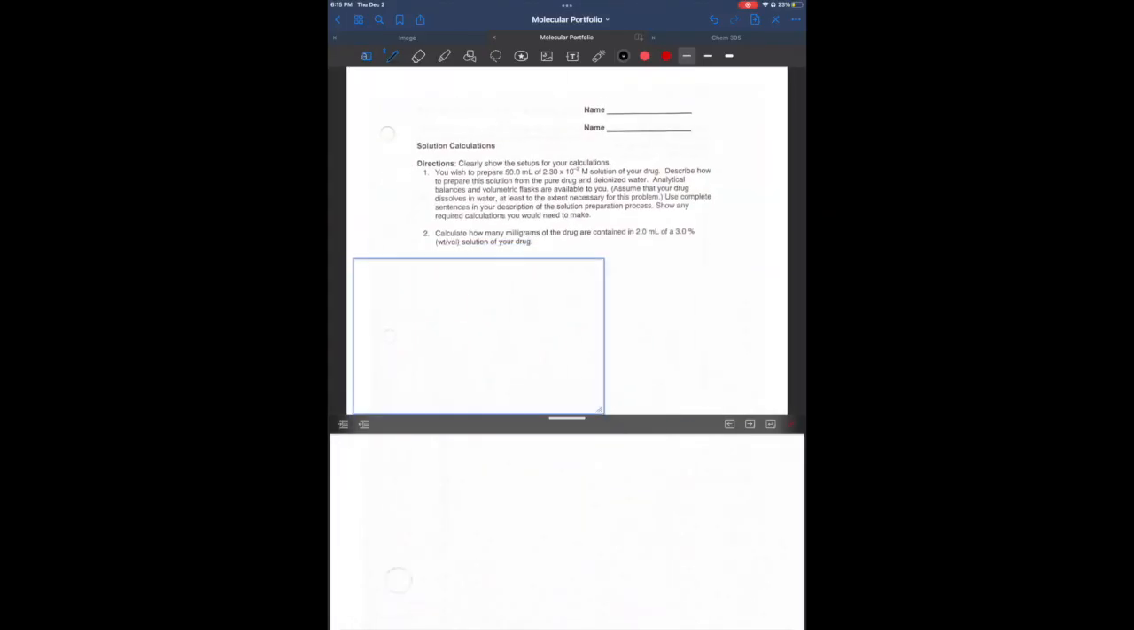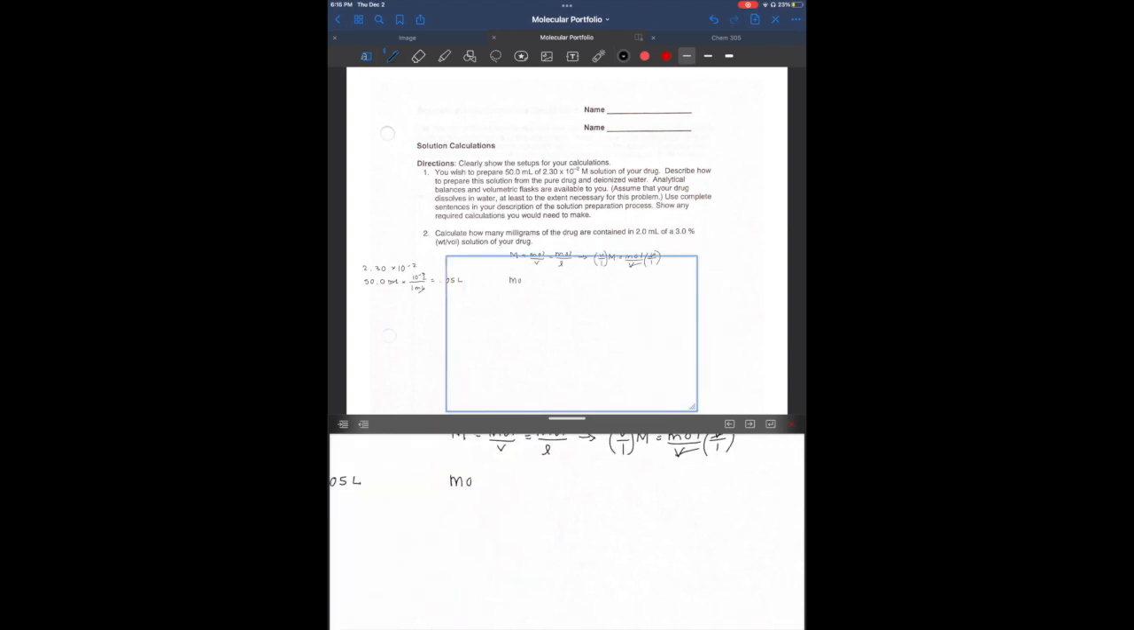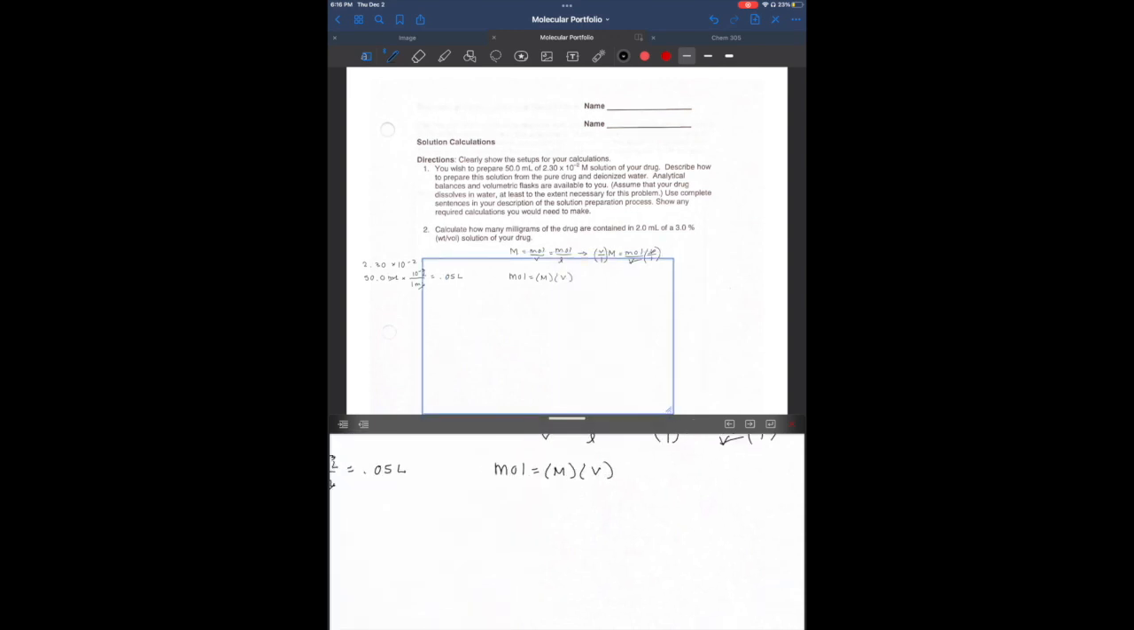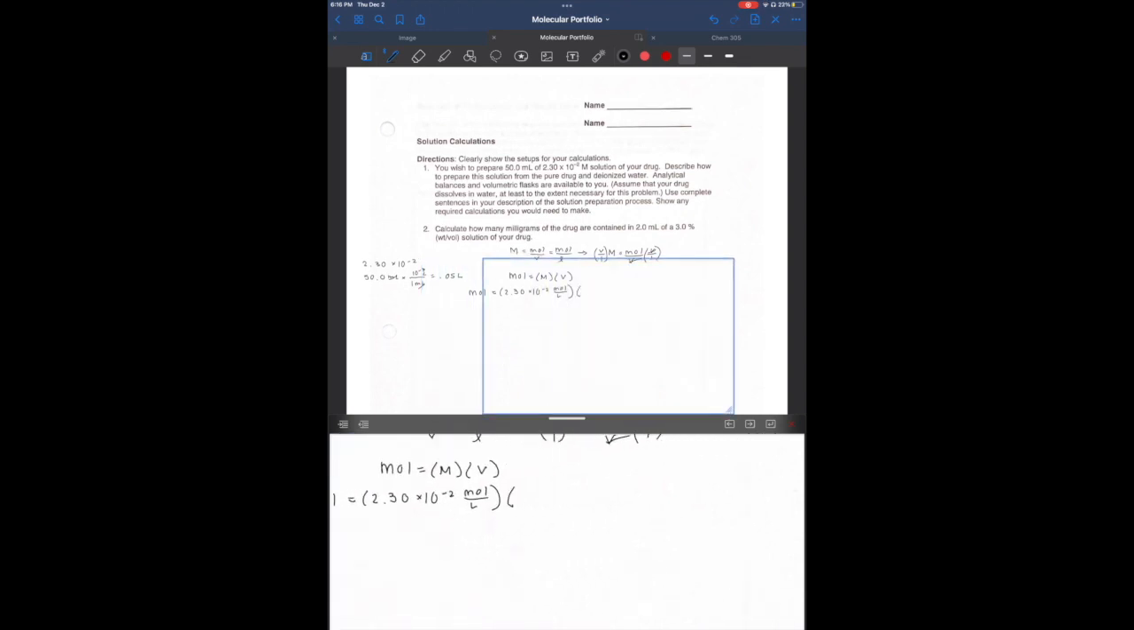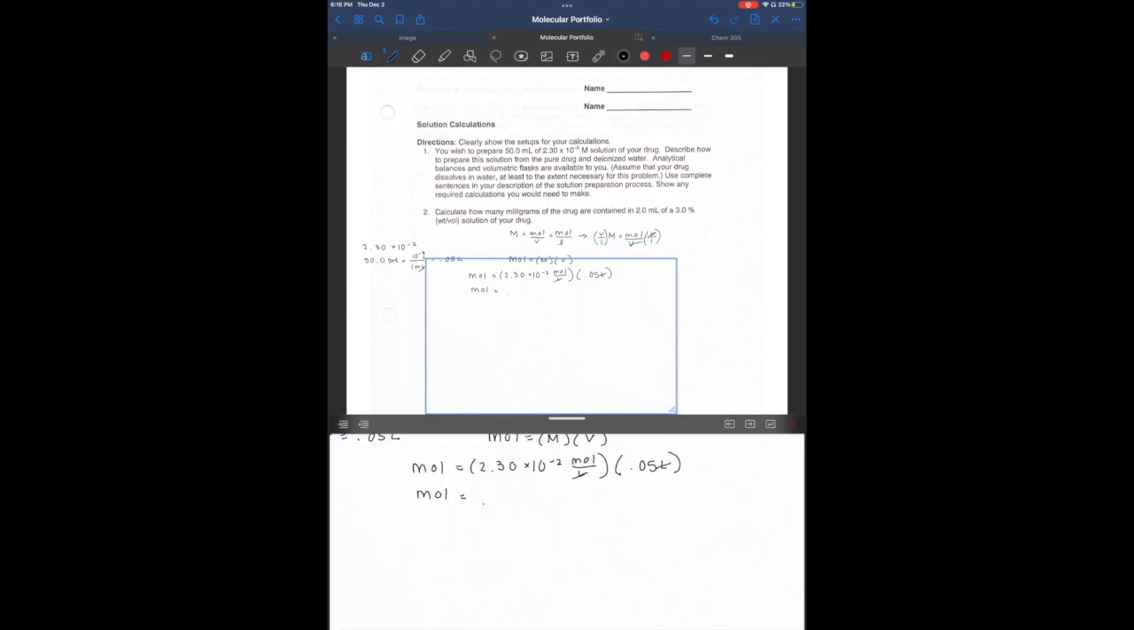So now we'll do the solutions calculations. We're given two variables, which is 2.30 times 10 to the negative 2 molarity, and then 50.0 milliliters. And we will convert that to 0.05 liters, because in the molarity equation, it'll be moles over volume, which is moles over liters. And I'll rearrange the equation to solve for moles because of the variables we've been given. And that would be 2.30 times 10 to the negative 2 molar times 0.05 liters. After we have plugged that into the calculations, it will give us the moles.